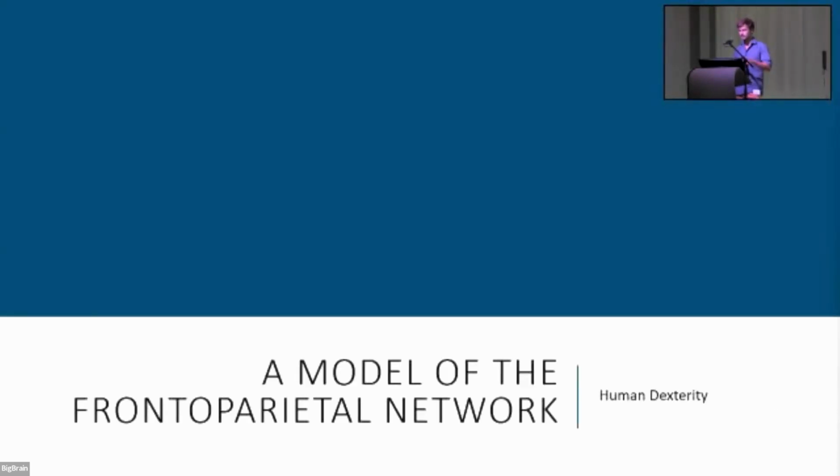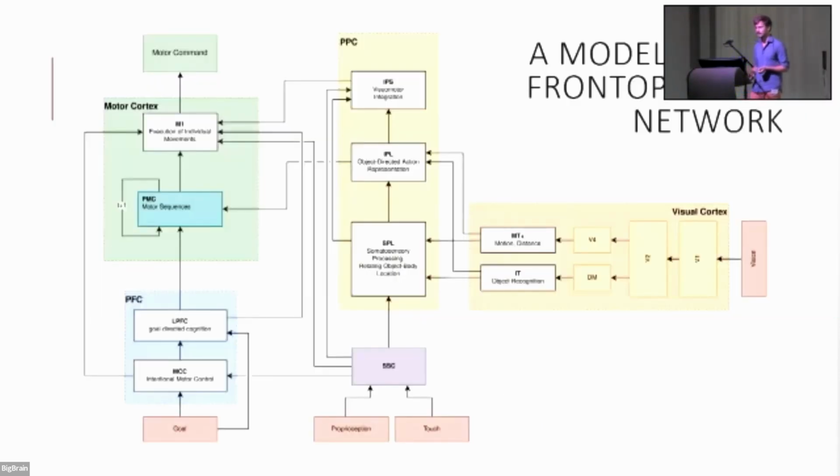Okay, after this little advertisement, I will now show you how we ourselves use ANGORAPY to build a model of the frontoparietal network and train it to study human dexterity. And this model is depicted here. We will not go into much detail because I'm more focused on how we inspire it. But you can see it captures the entire perception action loop.